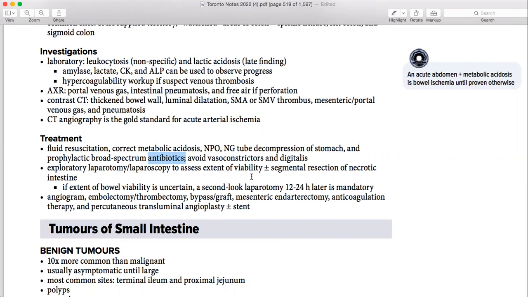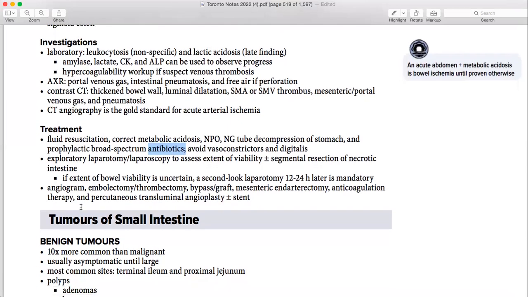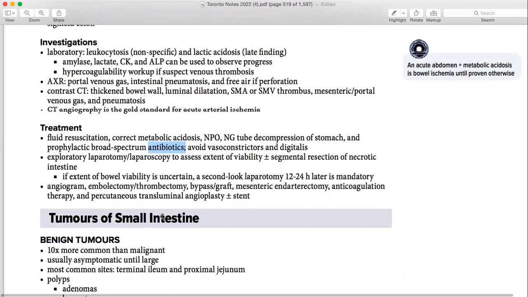Laparotomy, to assess the viability. If you see that there is non-viable tissue and it is spreading, all you've got to do is laparotomy. Then if the extent of the bowel viability is uncertain, second-look laparotomy at 12 to 24 hours. Angiography, thrombectomy, these are all done later on. And some general or thoracic surgeon is going to do it. Always remember your limits as an emergency doctor, your limits as a family doctor.